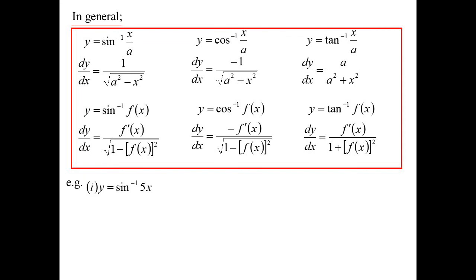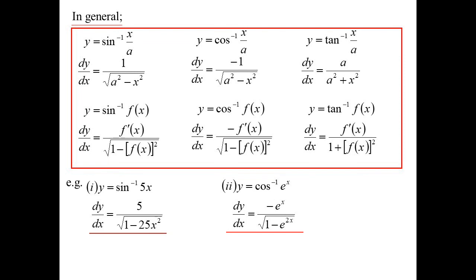So if we had inverse sine of 5x, here I would definitely use the second one. So I would go, well, that's the derivative, 5, over the square root of 1 minus the function squared. Square 5x, you get 25x squared. There's the answer. Inverse cos of e to the power of x, okay? Inverse cos goes minus the derivative. So we have minus e to the power of x over the square root of 1 minus the function squared. So square e to the x, we get e to the 2x.